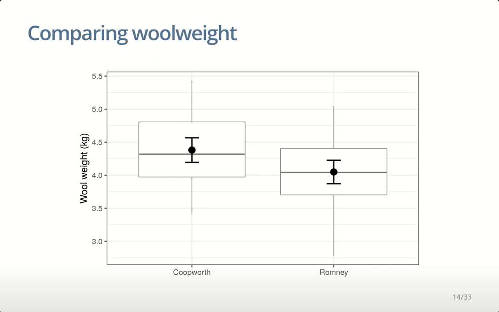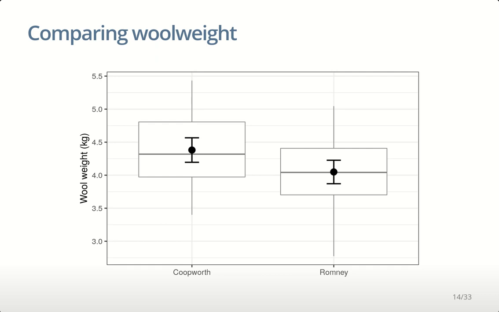It can't be at the high end of the Coopworths, because then you'd see a difference, right? Because the high end of the Coopworths is well above the range of the Romneys. Similarly, it can't be at the low end of the Romneys because, again, it's well below the low end of the Coopworths. It has to be that particular case of the very low end of the Coopworths and simultaneously the very high end of the Romneys, which is quite unlikely.